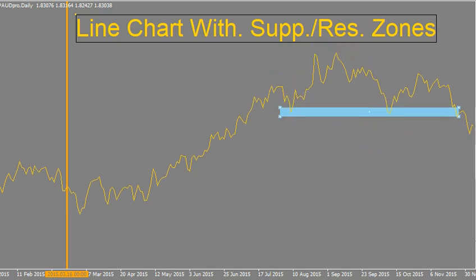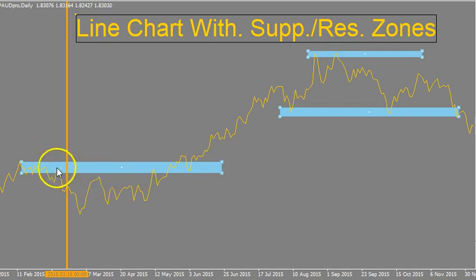Let me just go here. Let's do another one here. Okay, take a look. That is resistance, okay? And I'll explain what that is in a second, okay? Now, the next one is, let me just draw another zone. But these are what we call support and resistance zones.